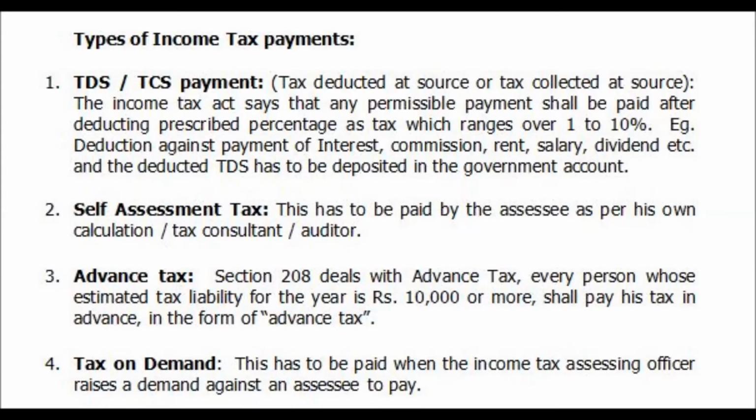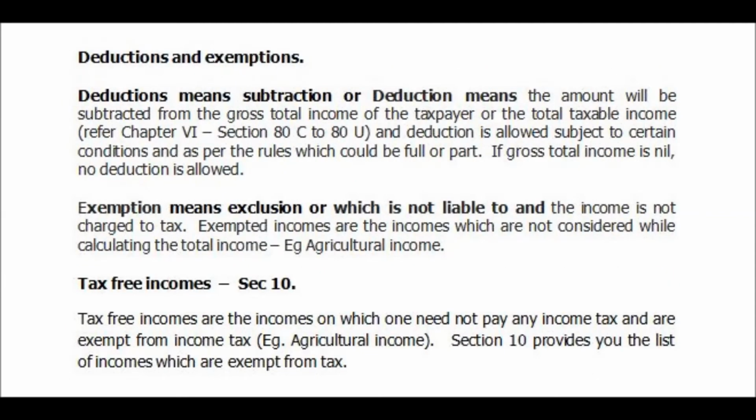2. Self-assessment tax. This has to be paid by the assessee as per his own calculation, tax consultant, auditor. 3. Advance tax. Section 208 deals with advance tax. Every person whose estimated tax liability for the year is 10,000 rupees or more, shall pay his tax in advance, in the form of advance tax. 4. Tax on demand. This has to be paid when the income tax assessing officer raises a demand against an assessee to pay.